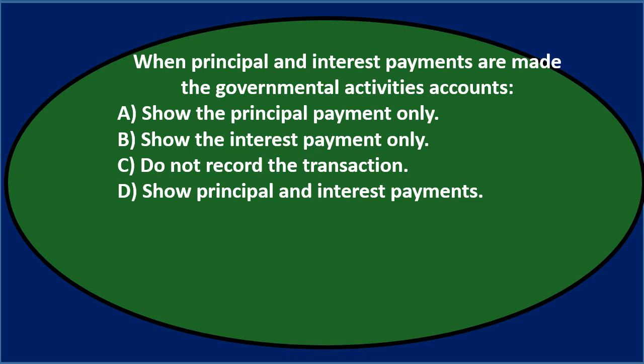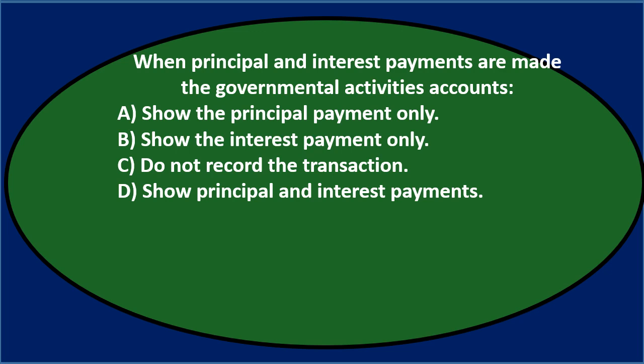First question: when principal and interest payments are made, the governmental activities accounts either A, show the principal payment only, B, show the interest payment only, C, do not record the transaction, or D, show principal and interest payments. Let's go through this again using the process of elimination. When principal and interest payments are made, what are the governmental activities accounts going to show?